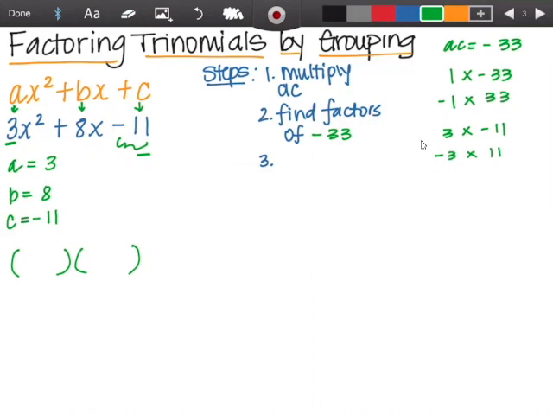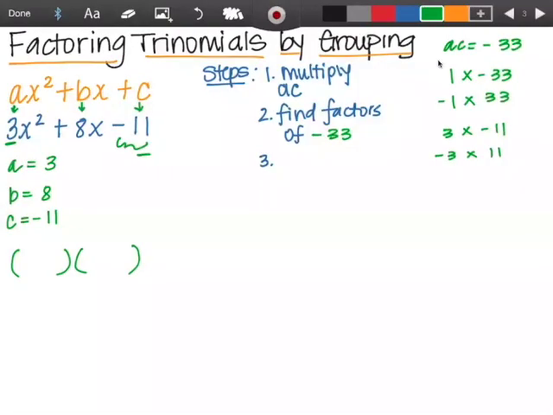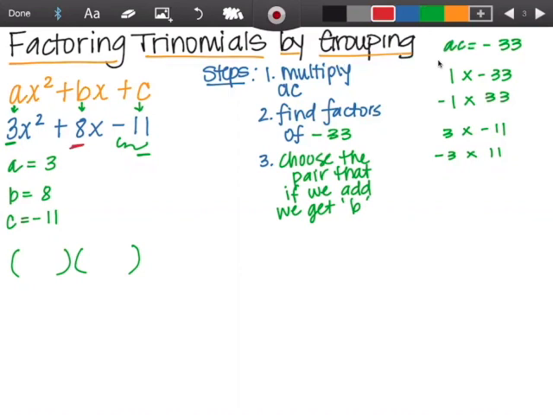We also need to go ahead and choose the pair that if we add, we will get b. All right. So in this case, b is 8, positive 8. So we have to see which one would we get if we add these together.